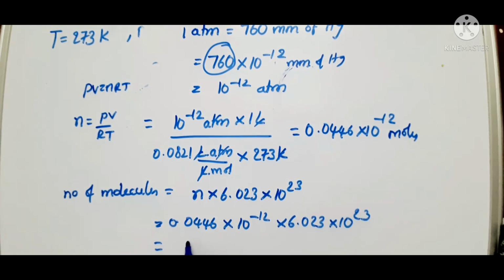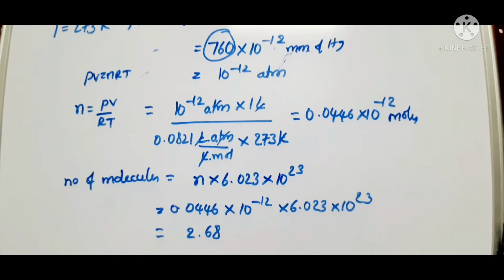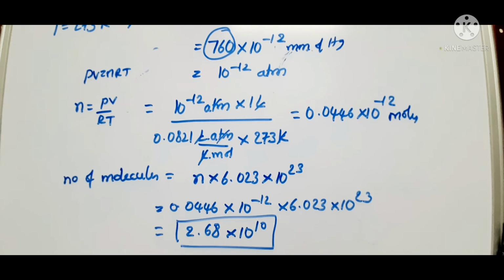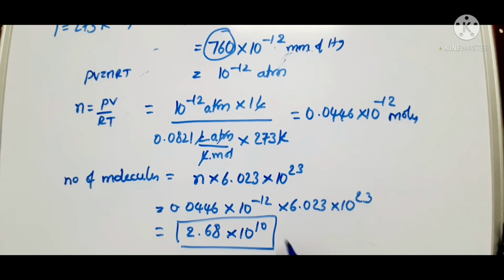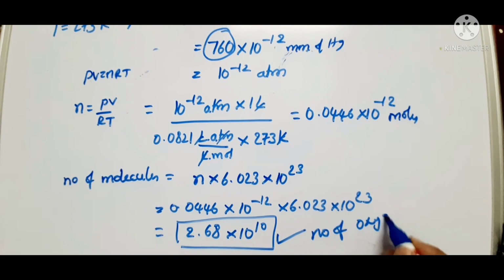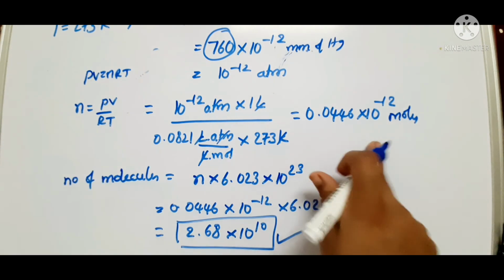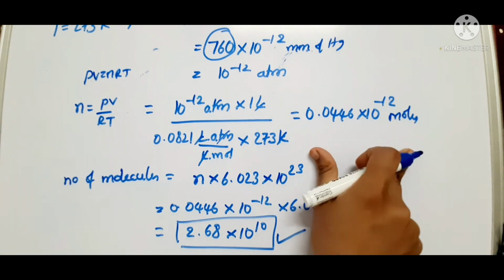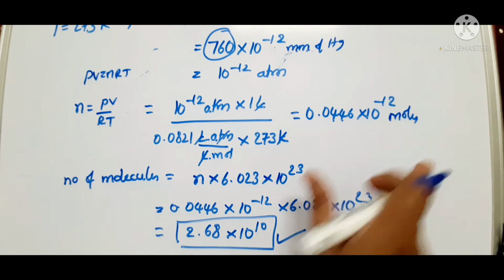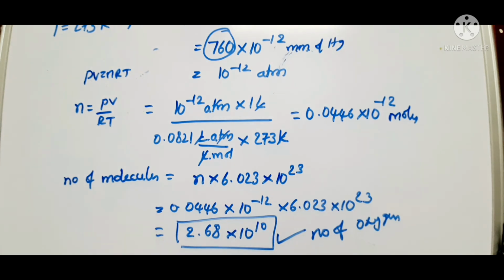Finally, you will have the value 2.68 into 10 power 10. You can calculate in a calculator. This is the answer. What is this? Number of oxygen molecules present in the 1 liter flask. If you calculate n, those are moles, not the number of molecules. You have to multiply it with Avogadro number, then you will get the number of molecules.